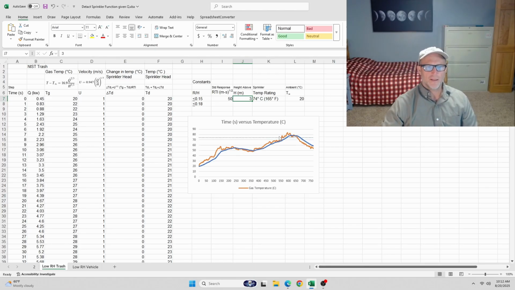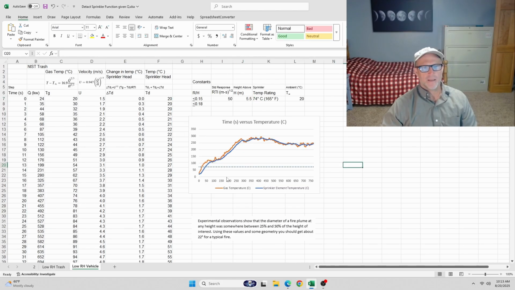What I saw happen is I jumped from, in the case of the RTI of 50, about 3 minutes for initiation, all the way up to an initiation of 10 minutes. So the ceiling height plays a huge factor in terms of sprinkler head initiation. And I wanted to take this further.